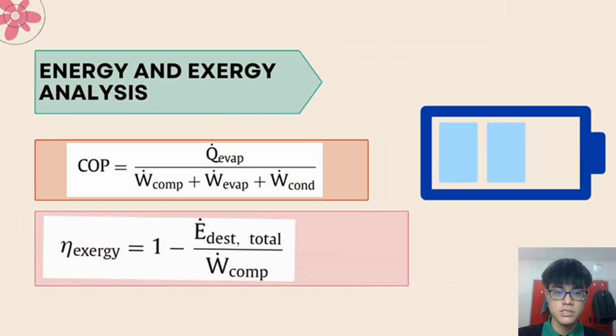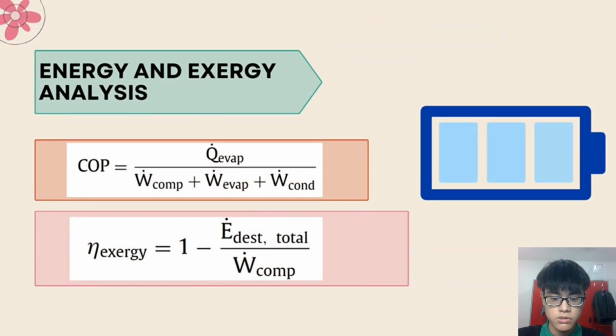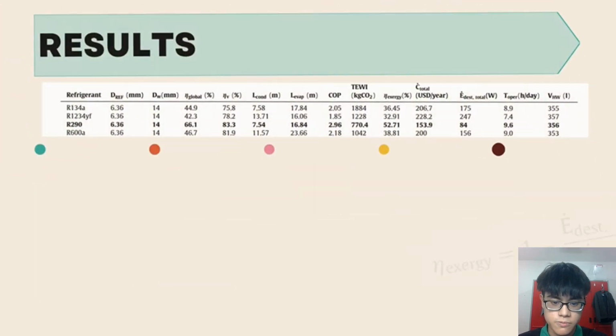For the energy and exergy analysis, COP is calculated using cooling capacity divided by the total of work of compressor, adding the work of evaporator, adding the work of condenser. The exergy efficiency is calculated by using 1 minus exergy destruction over work of compressor.